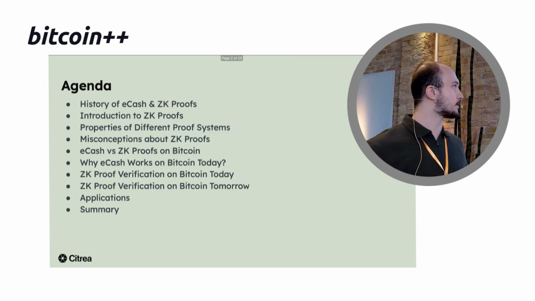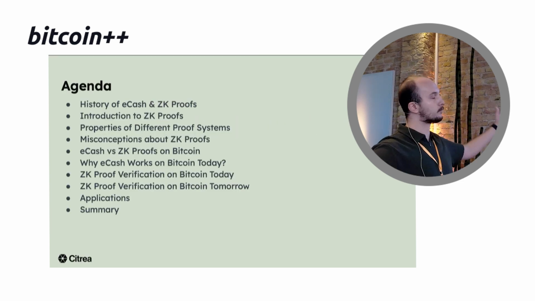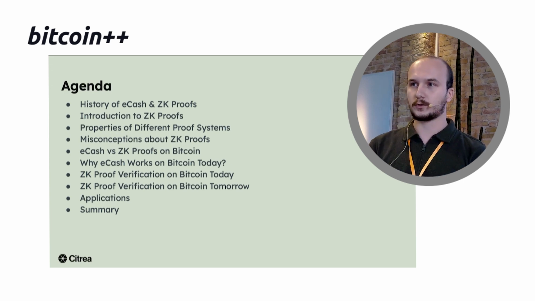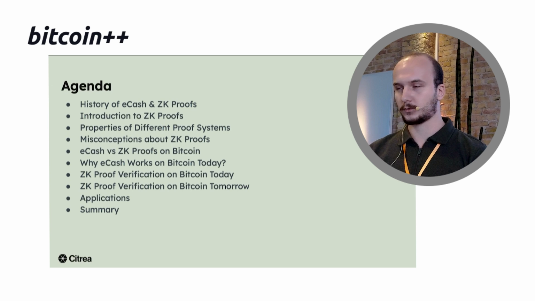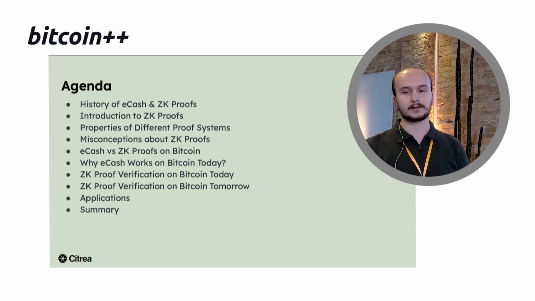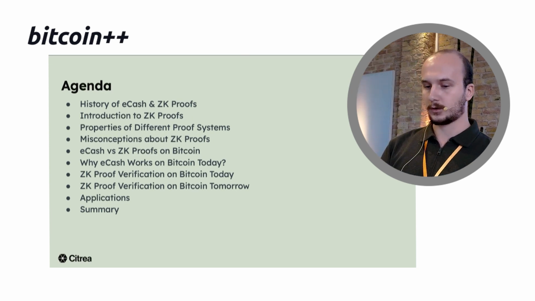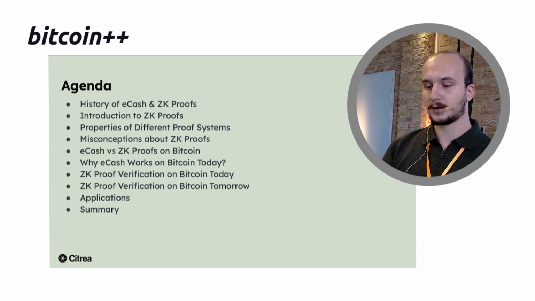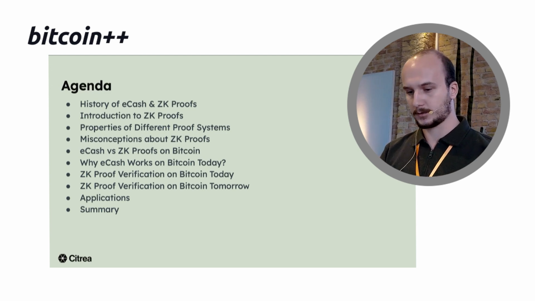So our agenda is I will simply talk about the history of both systems. Very briefly, I will talk about ZK proofs. I won't go into the mathematical details because I'm not a cryptographer and I'm not so comfortable with it. But I will talk about how to develop these systems and basically how they work. And then I will shortly talk about different proof systems, misconceptions about ZK proofs, eCash and ZK proofs in the Bitcoin context, and then the applications, what kind of applications we can build with ZK, and I will just summarize everything.